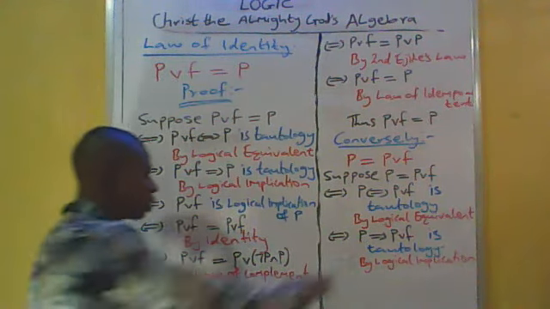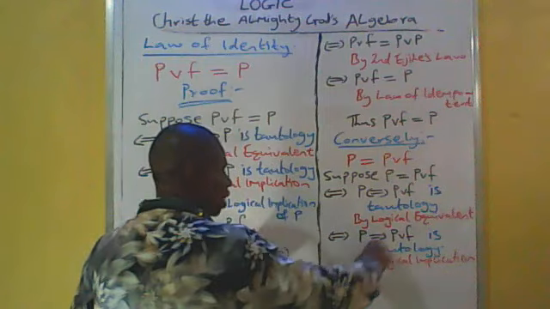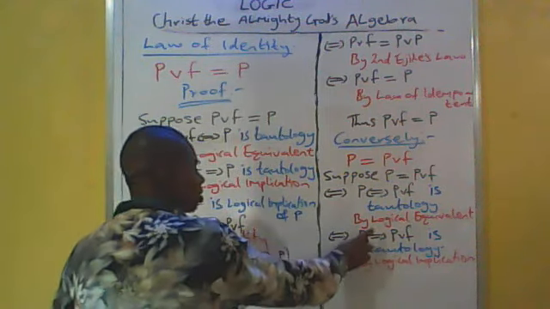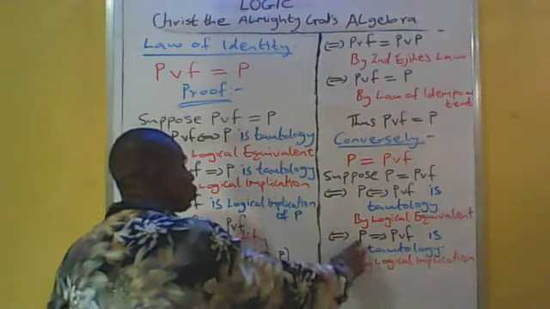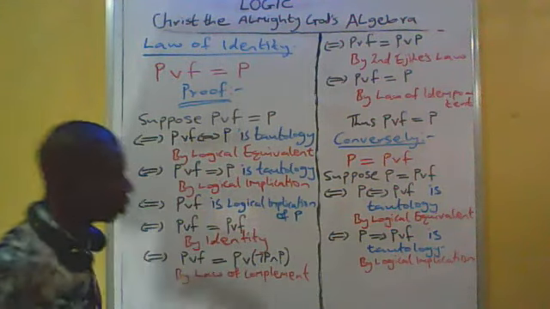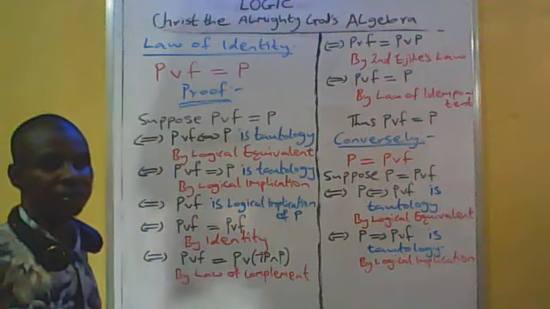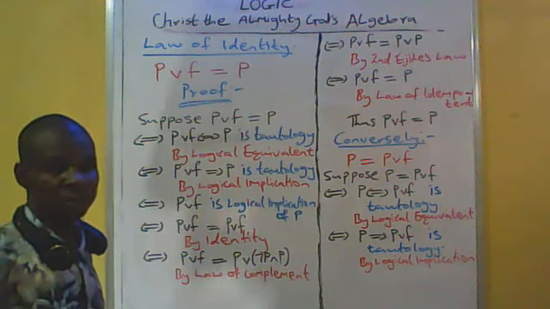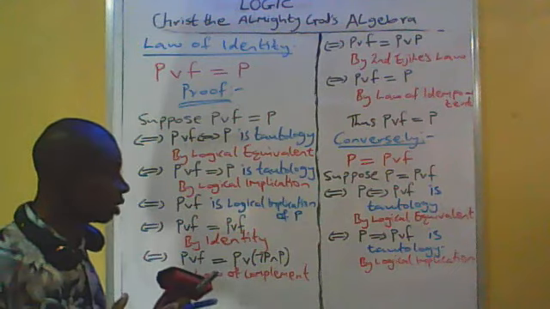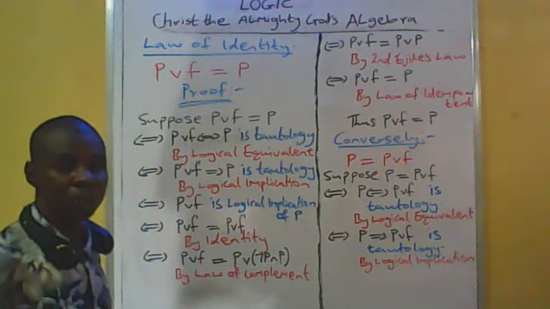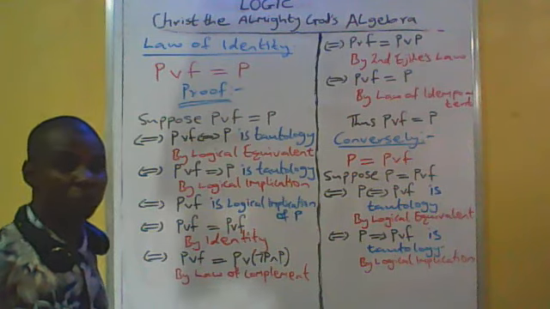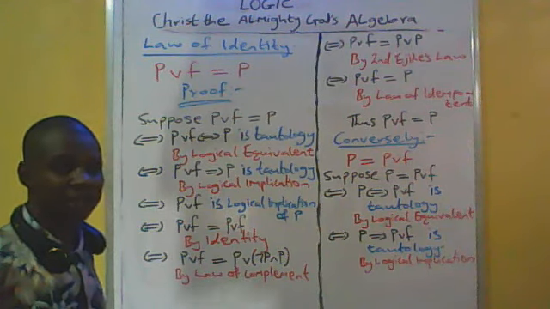Now, since this statement P implies P or F is tautology, we then deduce that it is certain that P exists because P is proper implication of P or F, which means the antecedent is proper implication of the consequent. Now, since it's not certain that P exists, we then say that P is logical implication of P or F. That means the antecedent is logical implication of the consequent.